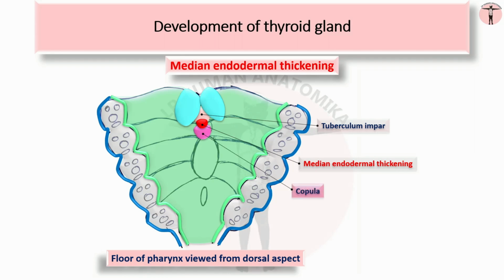To know more about copula and tuberculum impar, please watch the video on the development of tongue before proceeding further. The median endodermal thickening later is indicated by the foramen cecum, which we'll discuss later. We know that tuberculum impar is the derivative of the first pharyngeal arch and copula is the derivative of the second pharyngeal arch. So, the median endodermal thickening is forming between the first and second pharyngeal arches.